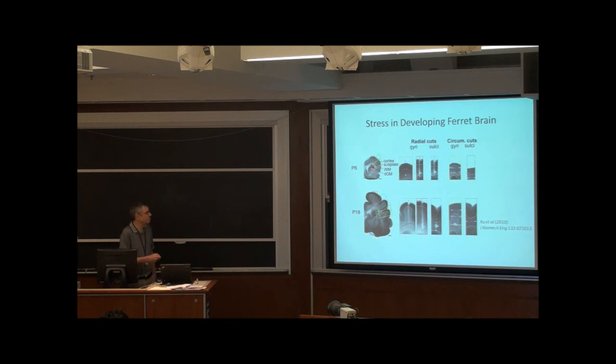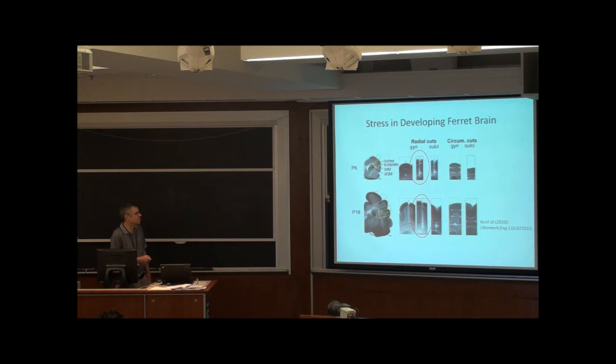I should also mention that this brain has several layers. It has the outer layer of cortex, a layer of gray matter called the subplate below that, then a white matter tract below that, and then deeper gray matter. To study stresses, you cut it. We used a razor blade in this case and made cuts in different directions and different locations. Let's just look at these two cases.